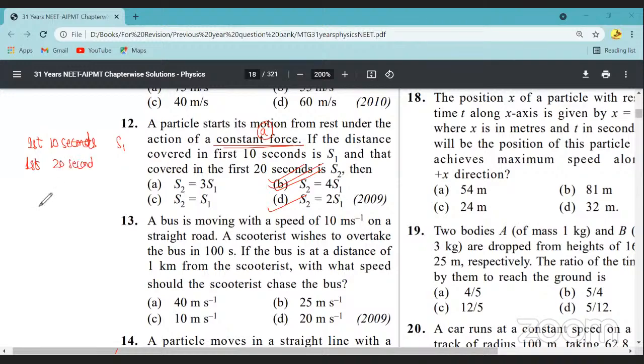Now if I take equal time intervals of 10 seconds, then in the first 10 seconds it traveled s1, in the second 10 seconds it traveled s2 minus s1. And this ratio should be how much? Remember? 1:3:5. So s1 by s2 minus s1 equals 1/3. Or, this will become too long, let's do it directly.